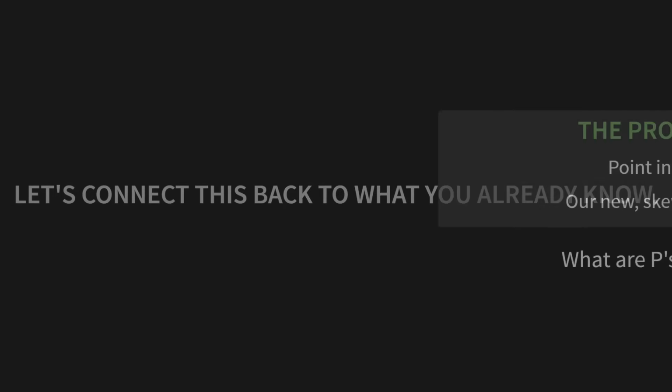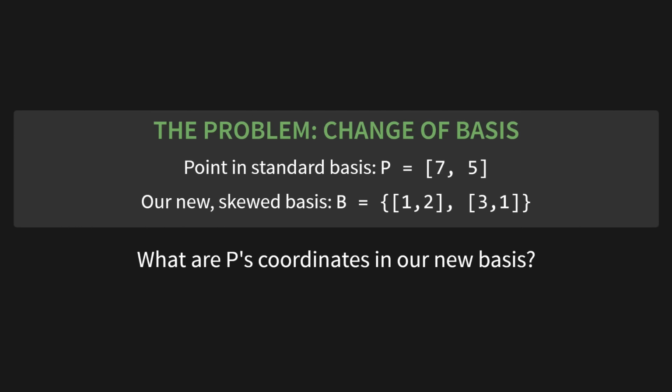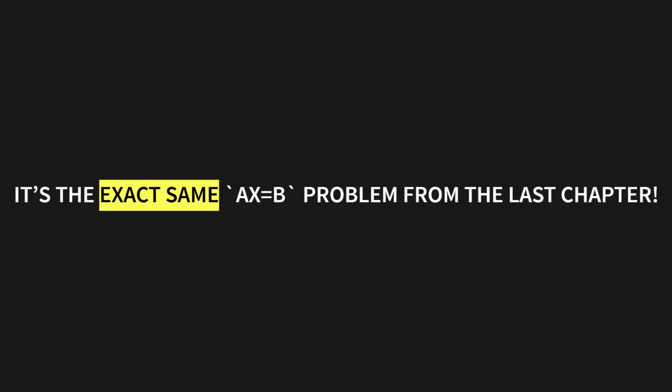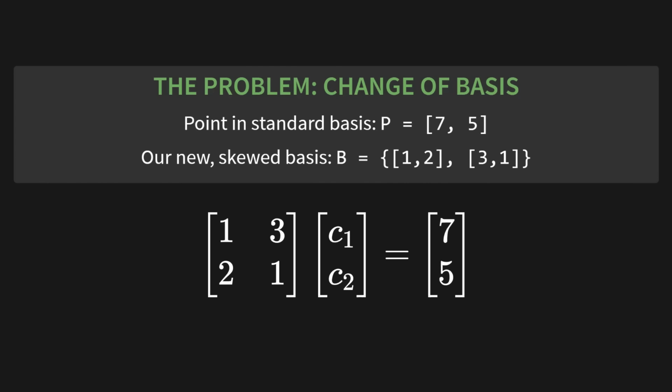Here's the problem. We have a point in the standard basis, p equals (7, 5), and we have our new skewed basis, B, made of the vectors (1, 2) and (3, 1). The question is, what are p's coordinates in our new basis? We're looking for 2 numbers, let's call them c1 and c2, such that c1 times our first basis vector plus c2 times our second basis vector equals our point p. Does this look familiar? It's the exact same Ax equals b problem from the last chapter. We can write it as a matrix equation: a matrix with our basis vectors as columns times a vector with our unknown coordinates c1 and c2 equals our point vector p. We're just solving Bc equals p. The concepts are connecting.